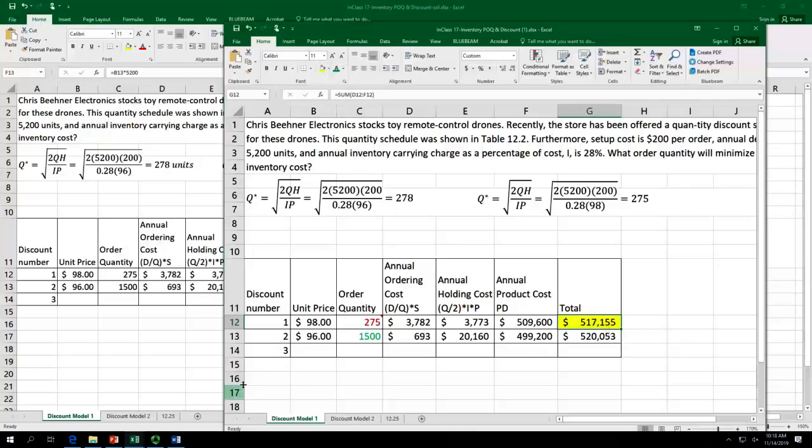So, because 517155 is less than 520053, we will choose to order 275. We will choose 275 as order quantity. And in this case, your 1500, you have to minimum order this, but you compare, you find out this is the smallest total cost, you will go back and select the 98 price instead of using the 96 as a unit price.